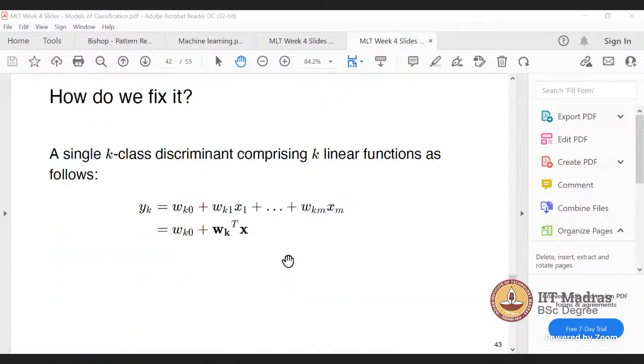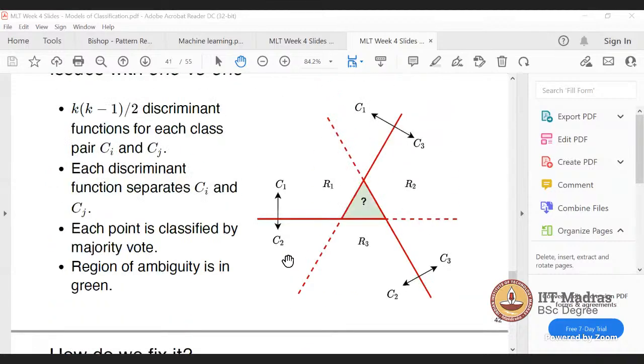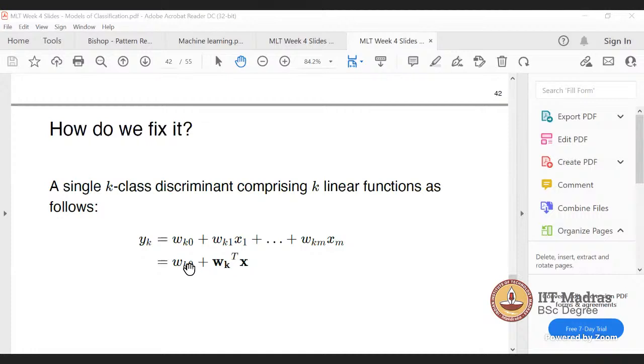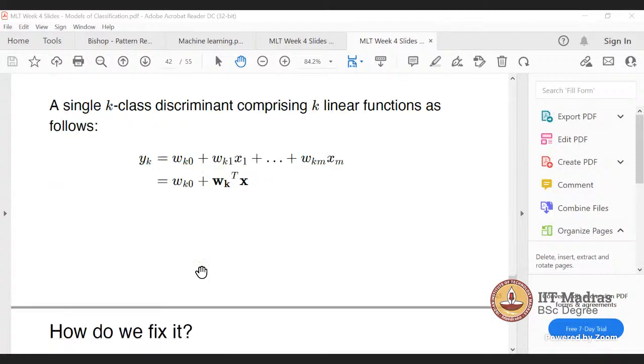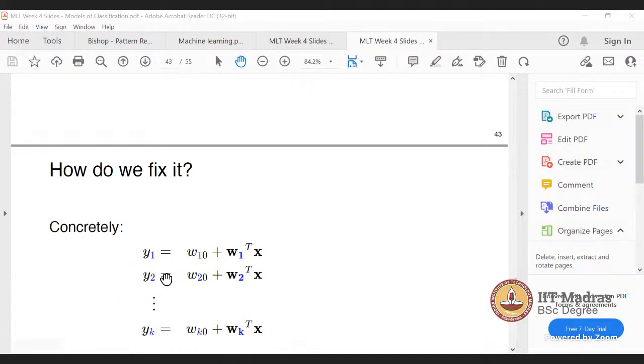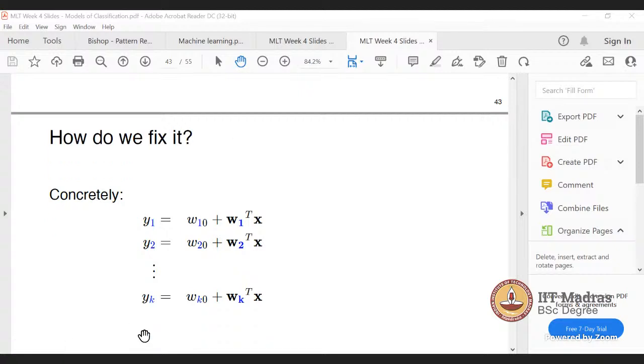So how do we fix this? Rather than going for 1 versus 1 and 1 versus rest, we take K linear combinations, and we learn all such discriminant functions simultaneously, at the same time. Concretely, if there are K classes and features, we learn these models at the same time. And for a particular example, if y_i is the highest value, then we say that the example belongs to class i.